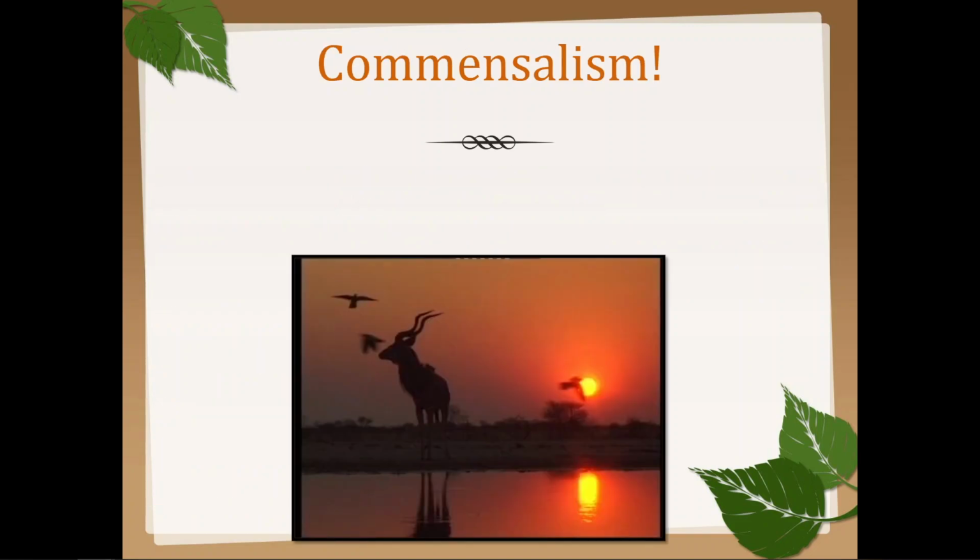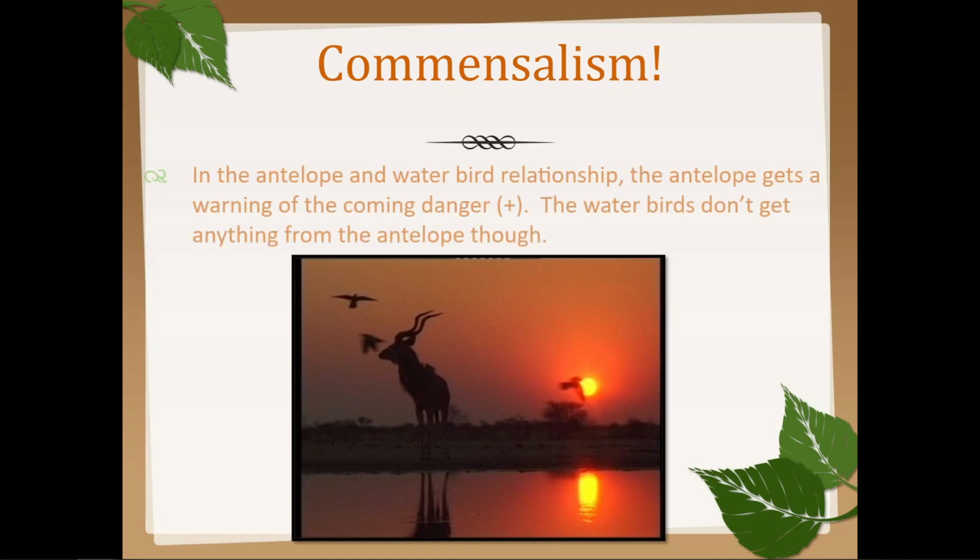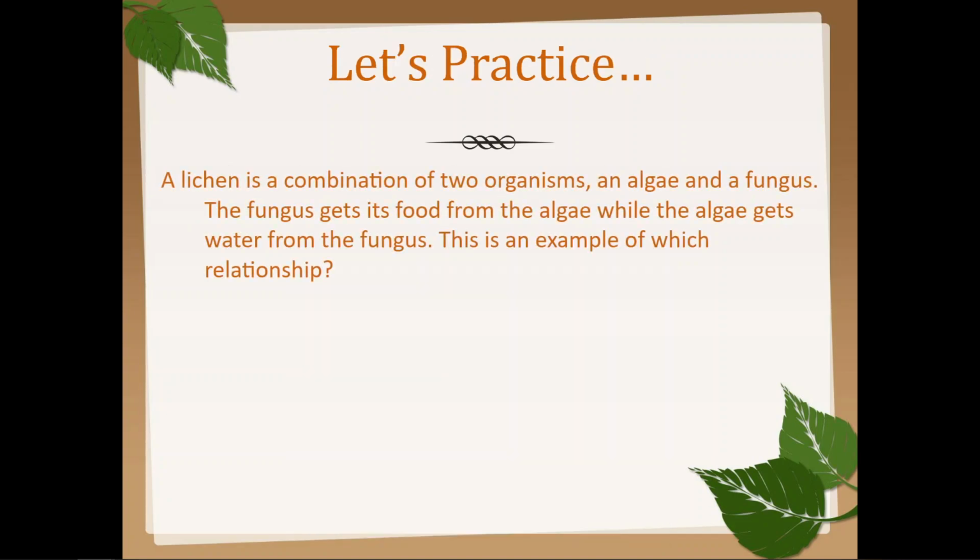The answer is commensalism. The antelope benefits from the warning without affecting the birds. So this would be a plus-zero relationship, also known as commensalism. All right, let's look at the next example.